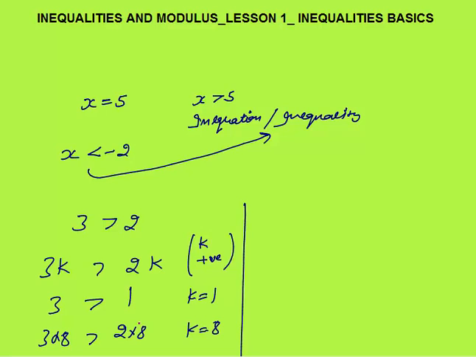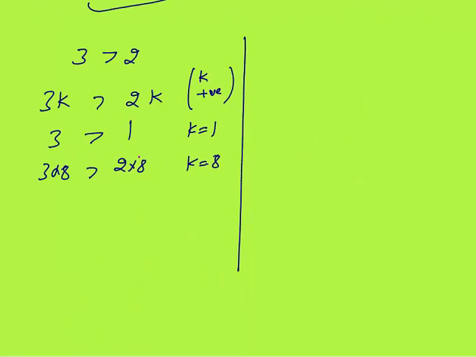If k is, let's say, 7 by 3, any positive number, 3 into 7 by 3 will be greater than 2 into 7 by 3. So, very important: if you multiply the inequality by any positive number, the sign of inequality will not change.